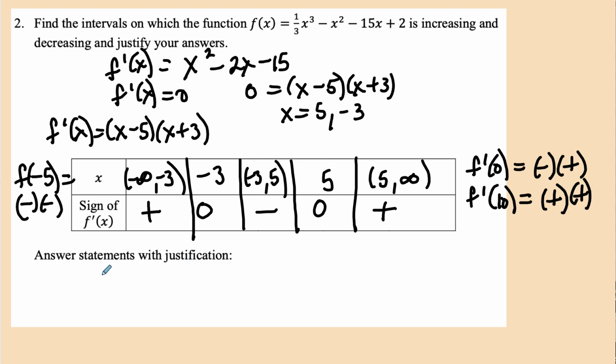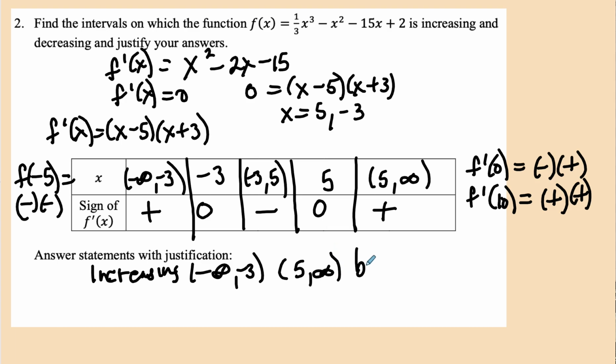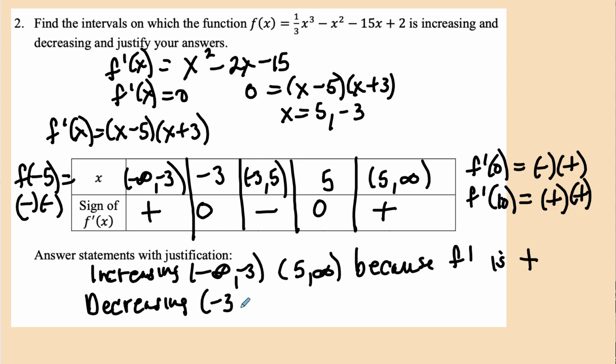So now I can state when it's increasing and decreasing. It's increasing in the interval from negative infinity to negative 3 and 5 to infinity because the derivative is positive, and it's decreasing in the interval from negative 3 to 5 because the derivative is negative.